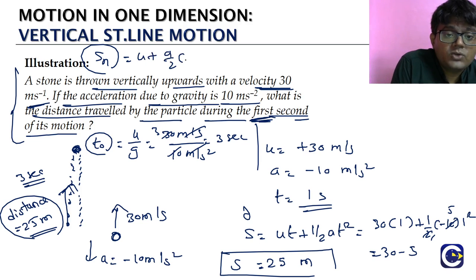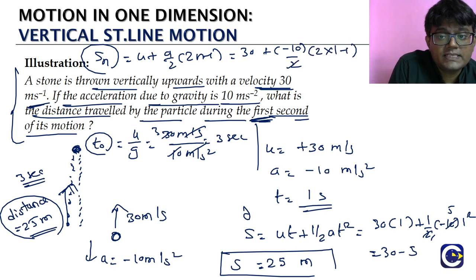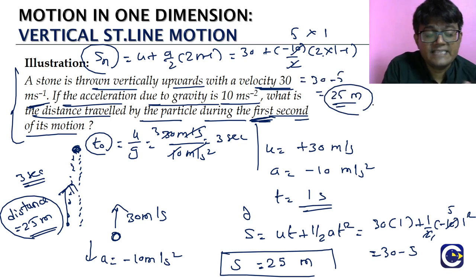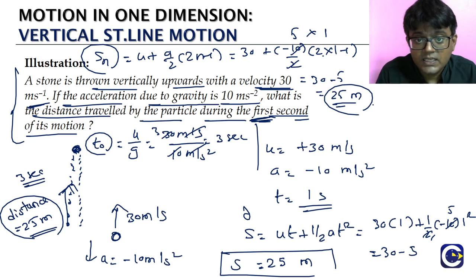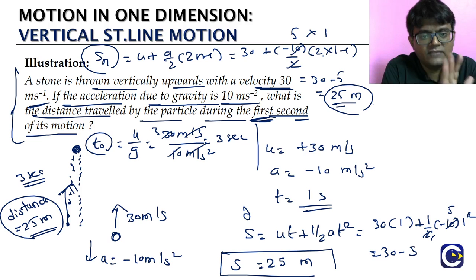Now the Sn formula is u plus a by 2 into 2n minus 1. What is the u value? u is 30 plus a is minus 10 by 2, which is 5, into 2n minus 1, with n equal to 1, first second. 2 into 1 means 2, 2 minus 1 is 1. So 5 into 1 means 5. So what you have is 30 minus 5, which is the same 25. So first second of its motion means the total journey time is also 1 second, so either you can do it by using the S formula or the Sn formula.